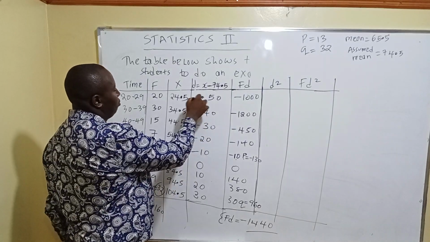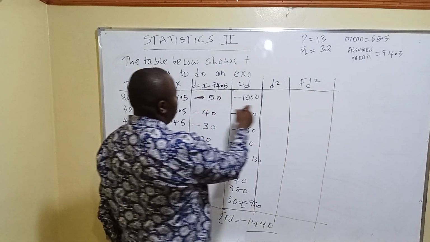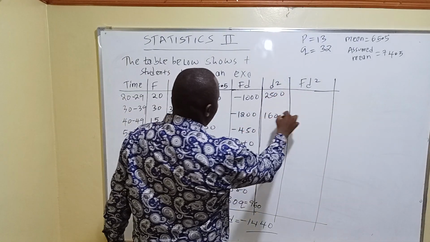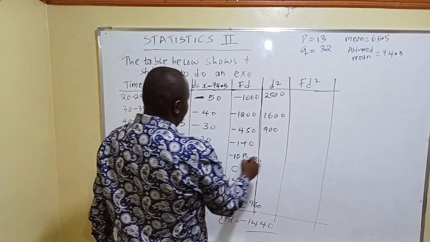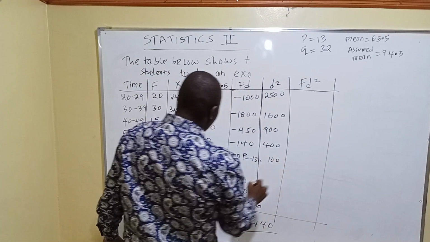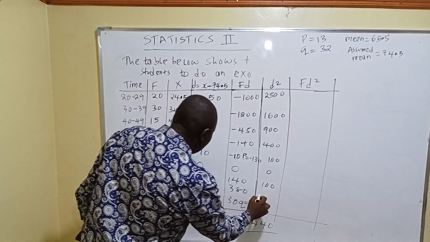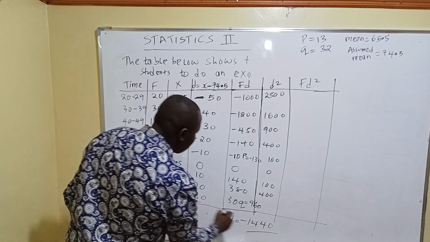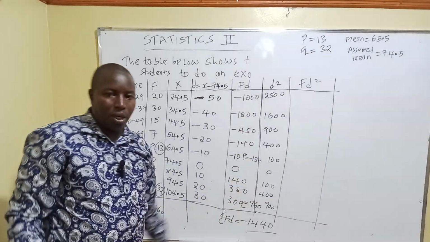So now come to this. Minus 50 squared is 2500. Minus 40 squared is 1600. Minus 30 squared is 900. Minus 20 squared is 400. Minus 10 squared is 100. That's 0. 10 squared is 100 again. 20 squared is 400. And 30 squared is 900. We have that column of D squared.